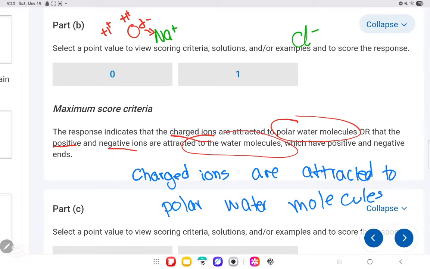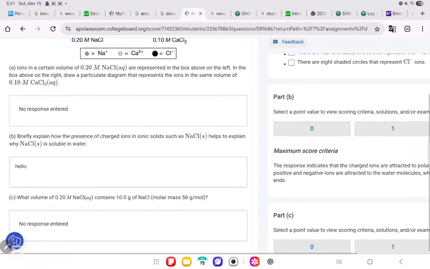Whereas for my Cl-, my H partial plus are going to attract to it, right? One H partial plus is going to attract to it, and then I will have my oxygen partial negative, and then I will have my other H partial plus. So this is why charged ions are attracted to polar water molecules. We'll move on to part C.